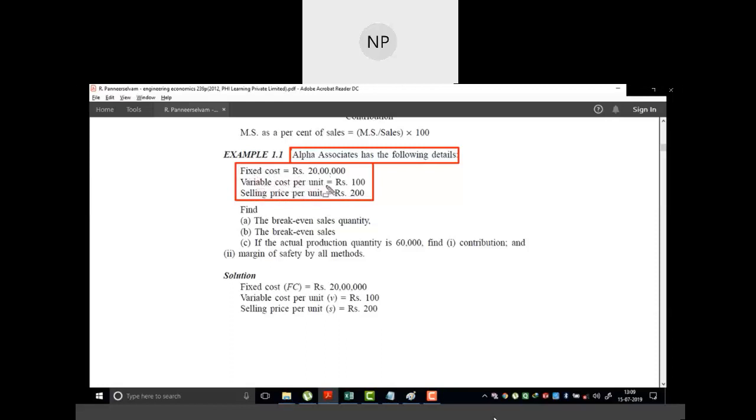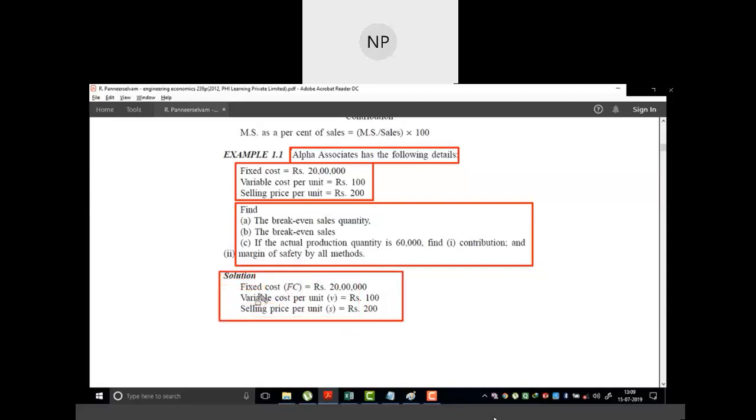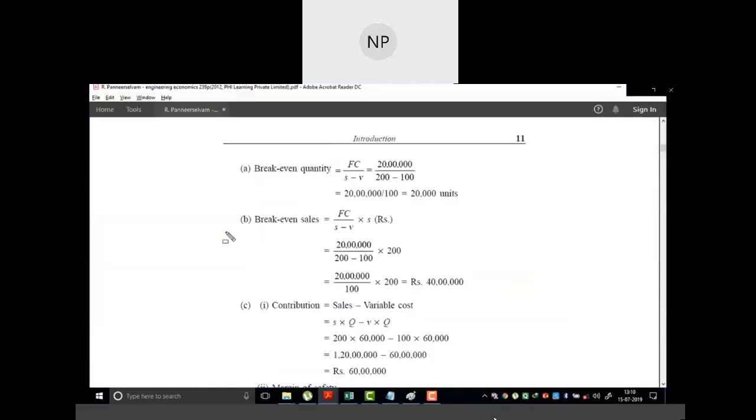So let us take one example. The company is Alpha Associates, and the details are as follows. The fixed cost is 20 lakh rupees, the variable cost is rupees 100 per unit, and the selling price per unit is rupees 200.